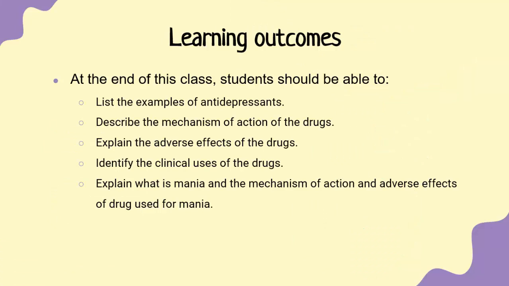So basically, at the end of this topic later, you should be able to list the examples of antidepressants, describe the mechanism of action of the drugs, explain the adverse effects of the drugs, identify the clinical uses of the antidepressant drugs, and also you need to know what is mania, the mechanism of action, and the adverse effects of the drug that is used for mania.